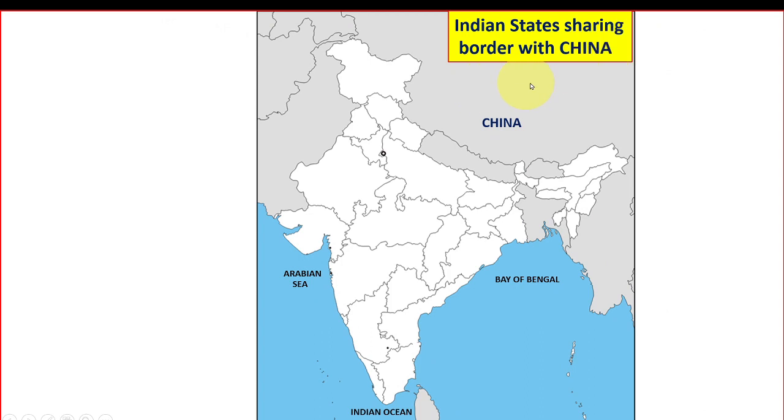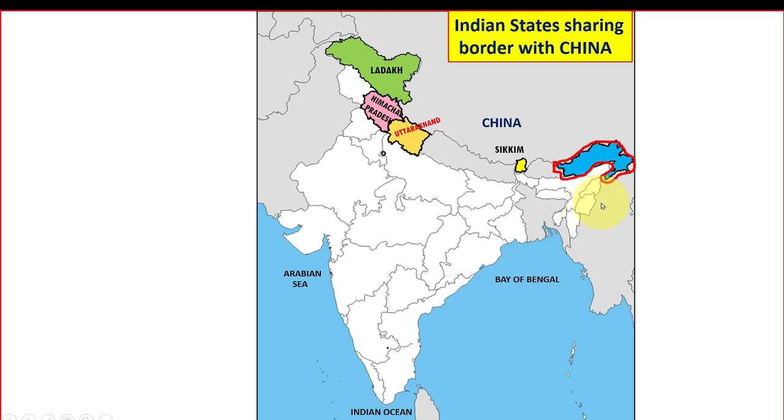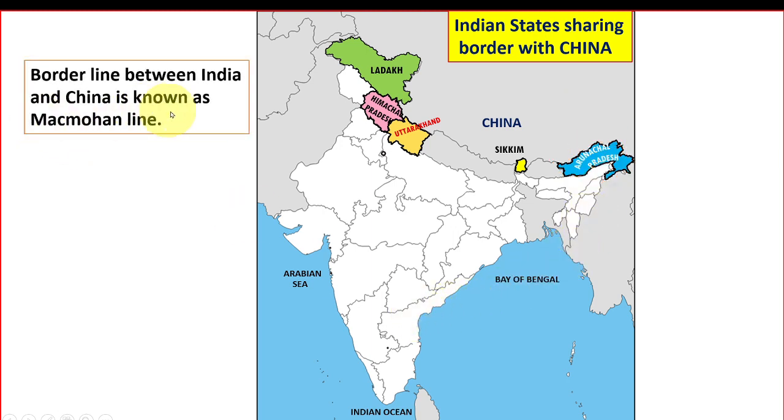Indian states sharing border with China. We see here, this is China. One is Ladakh. Second is Himachal Pradesh. Third, Uttarakhand. Fourth, Sikkim. And the fifth one is Arunachal Pradesh. So these are the 5 states that share a border with China. The borderline between India and China is known as the McMahon Line.